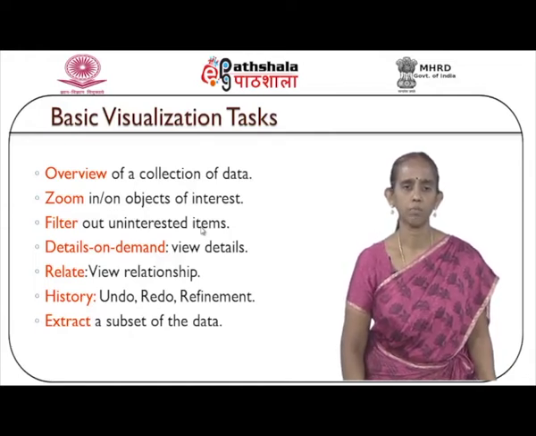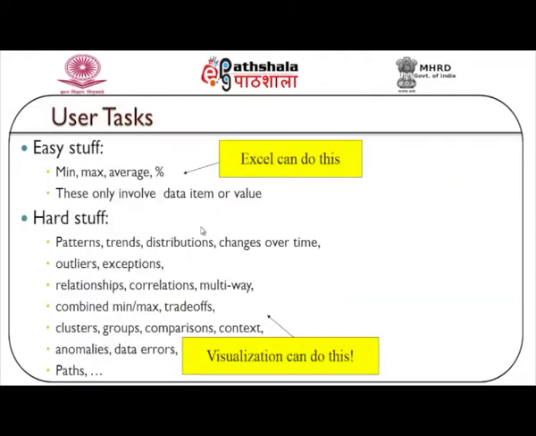These are the various basic visualization tasks that can be performed over the given data set. If you look at the user tasks, it is possible for the user to perform some of the easy stuff, like finding the minimum and maximum of the data that is available, or finding the average or percentage of the data. These only involve the data item or the value.